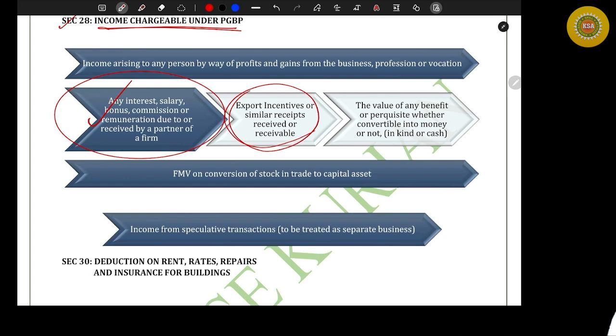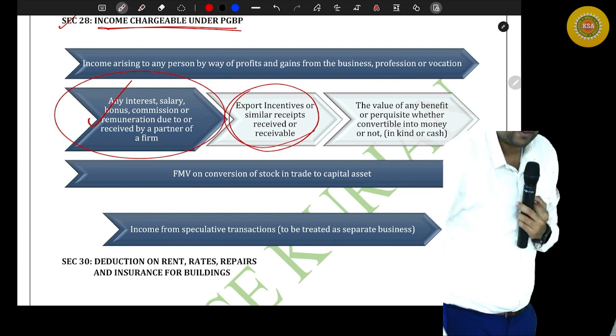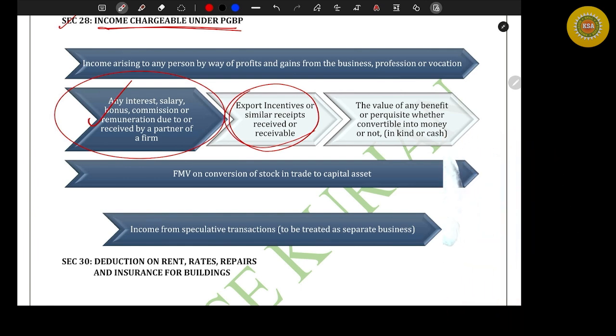Is that point clear? Can you read the next item? Fair market value. FMV means fair market value on conversion of stock in trade to capital asset. Can you tell me what you mean by conversion of stock in trade into capital asset?